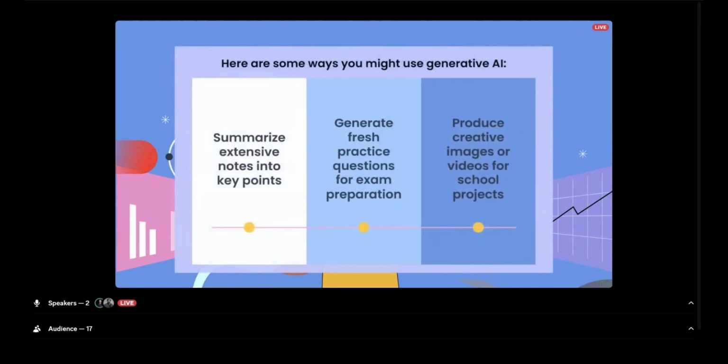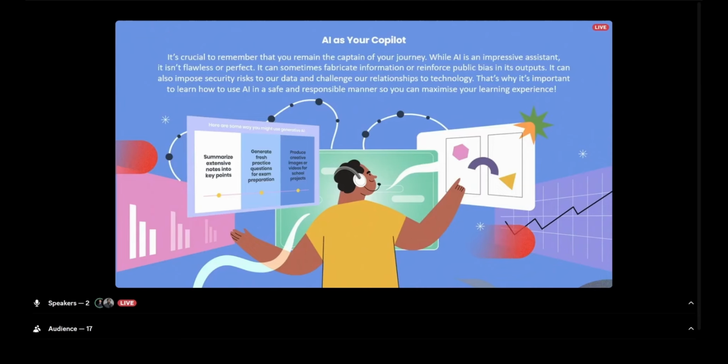Some tasks which can be carried out using any AI tool, generally chat AI tools, are summarizing extensive notes into key points, generating a fresh practice question set for your examination, or creating images and videos for school projects or professional projects. This is what generative AI is capable of doing. Now, there is a concept of unimodal and multimodal. Let's understand. Whatever I write on any particular platform's interface is known as a prompt.